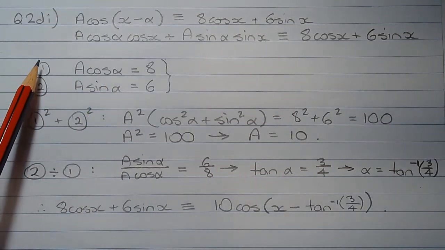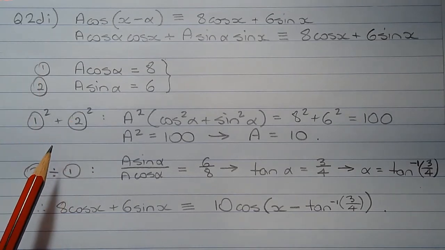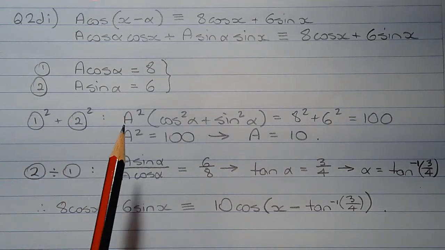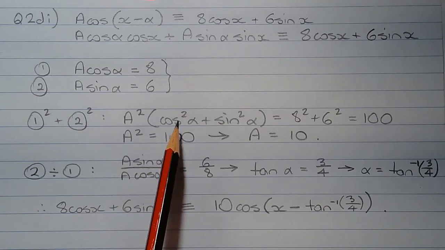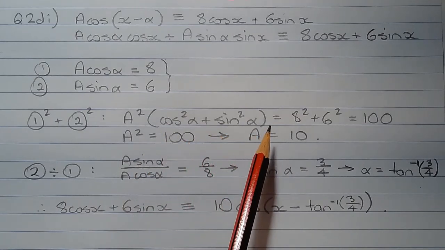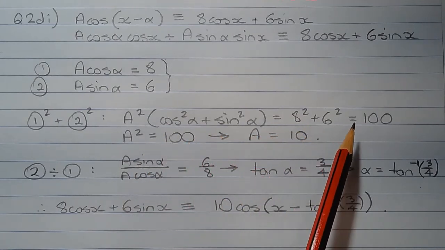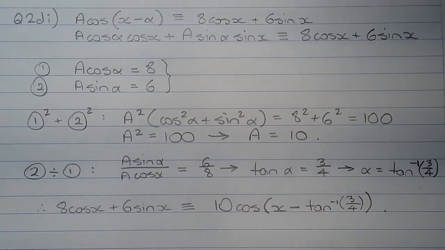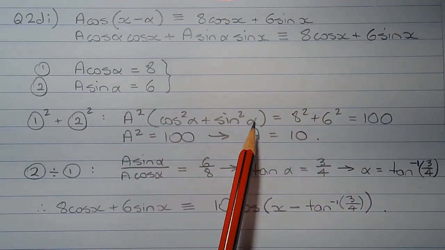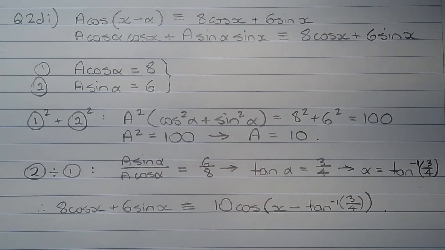So if we take equation 1 and square it, and take equation 2 and square that and add those two together, we get a squared outside of cos squared alpha plus sine squared alpha is equal to 8 squared plus 6 squared, which is equal to 100. And cos squared alpha plus sine squared alpha is equal to 1, using a Pythagorean identity. So we have a squared is equal to 100, and then taking the positive square root of both sides, we get a is equal to 10.